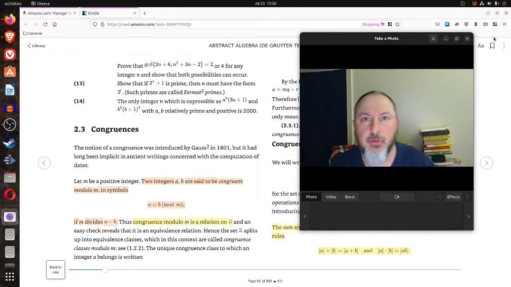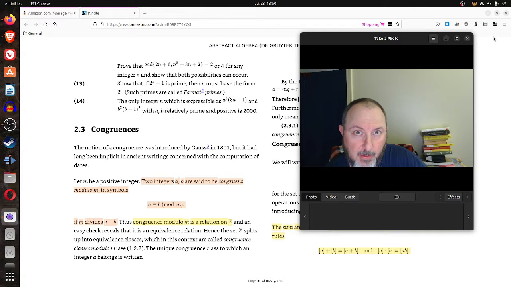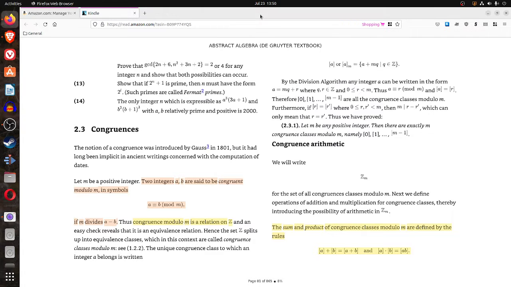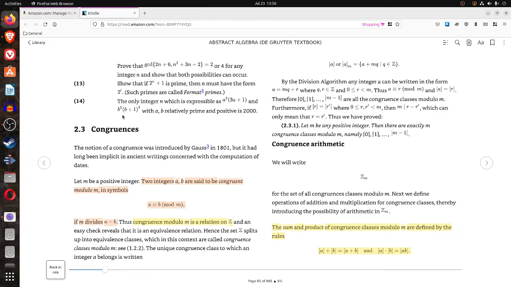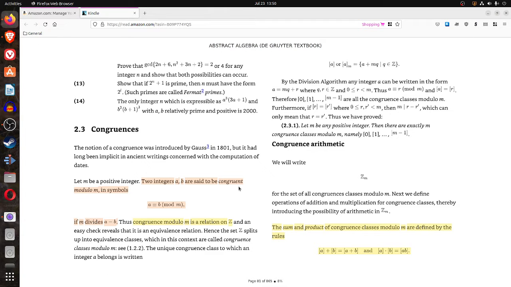Let me introduce the abelian group Z sub n under addition and multiplication. I'll look at Derek Robinson's abstract algebra book. Two integers, a and b, are said to be congruent modulo m, like this, a congruent to b mod m, if m divides a minus b.